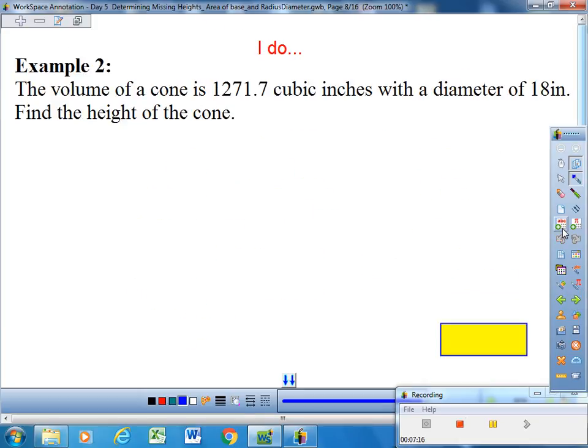The volume of a cone is 1,271.7 cubic inches with a diameter of 18 inches. Find the height of the cone. So I want you to write down cone. Volume is 1,271.7 and diameter 18. Find the height.